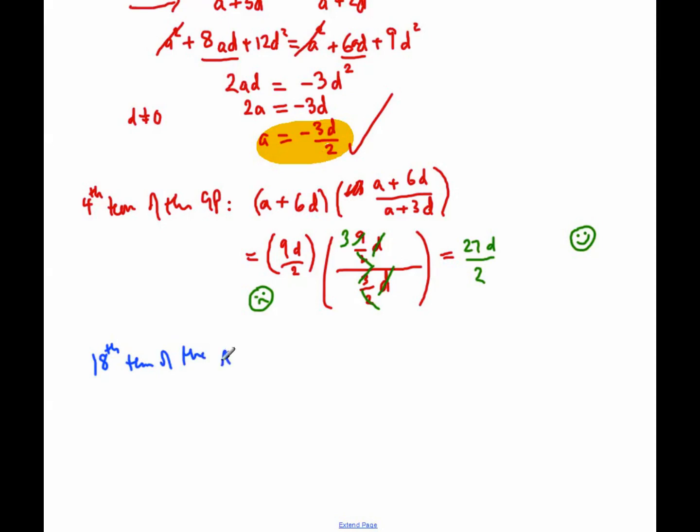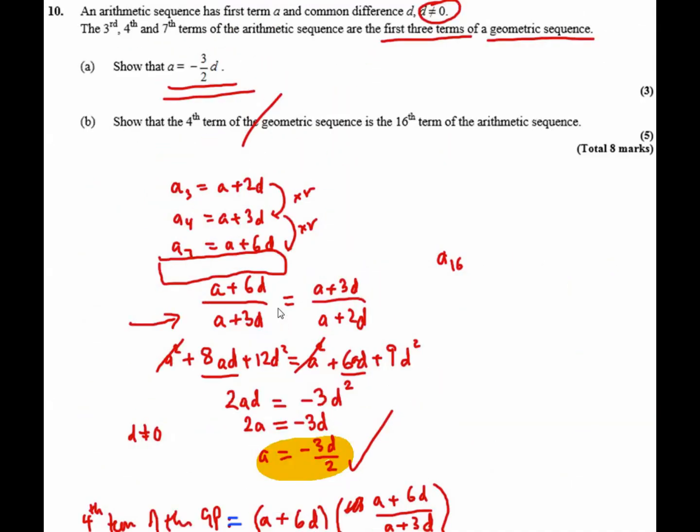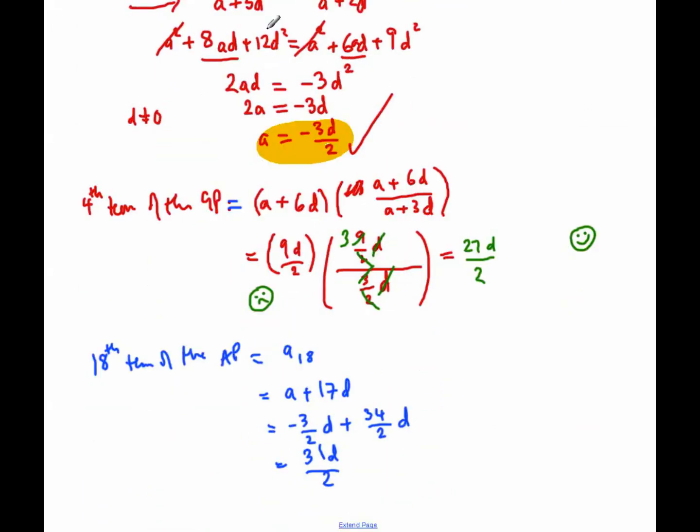of the AP. Now, just to be precise, these things are equal. I'm going to write equals. The 18th term of the AP is A18, which is A plus 17d, and that's minus 3 over 2d plus 17 is 34 over 2, and so we get 31d over 2. And I've made a mistake. Whoops, I wanted the 16th term of the AP. My bad, let's correct that.